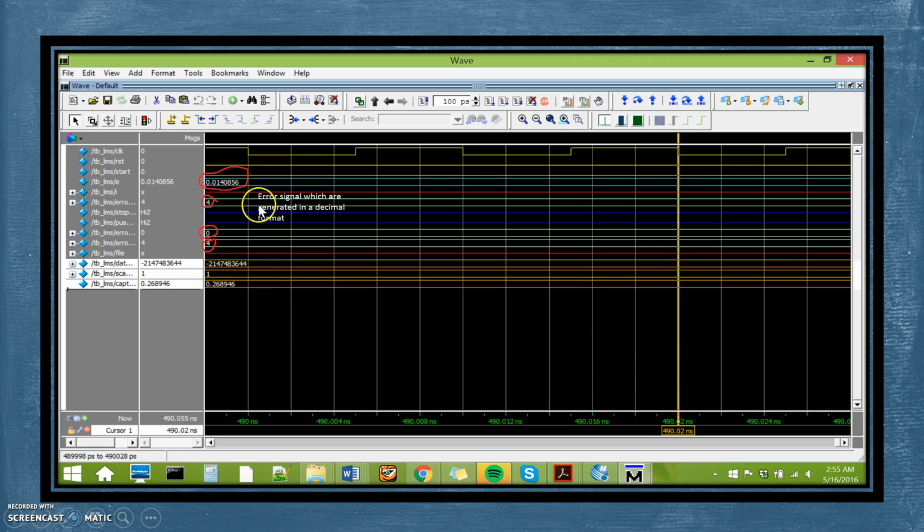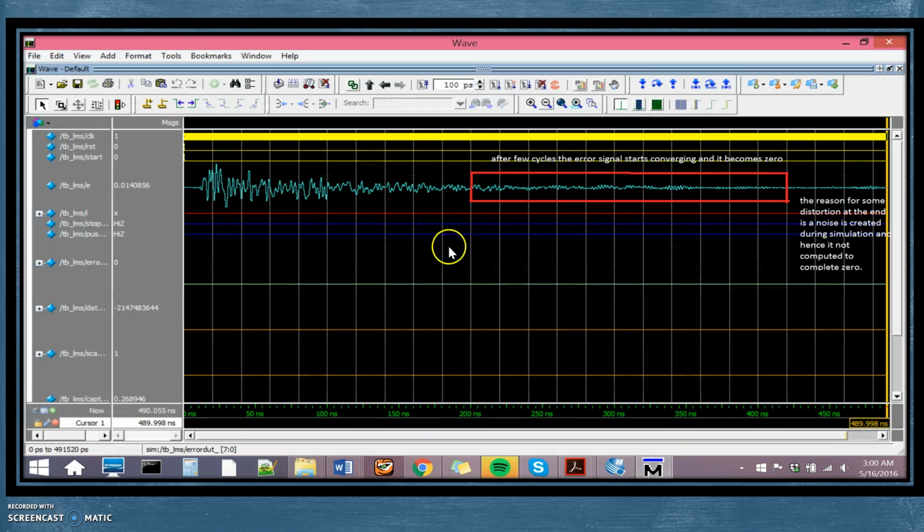Initially you can see there are some values generated over here. These are decimal values, so it's not clearly getting convoluted or getting to zero properly. For this, we'll give a right click on any of these signals, and there is an option where the format can be changed into analog automatic. After analog automatic, this is the signal which we have found.